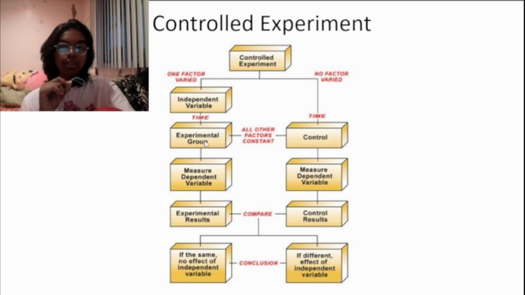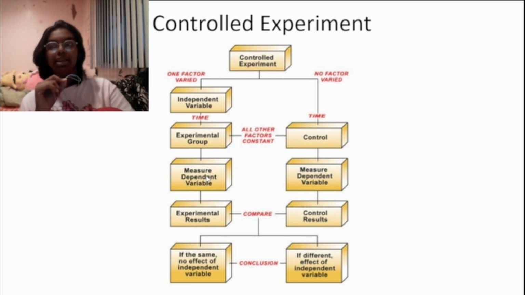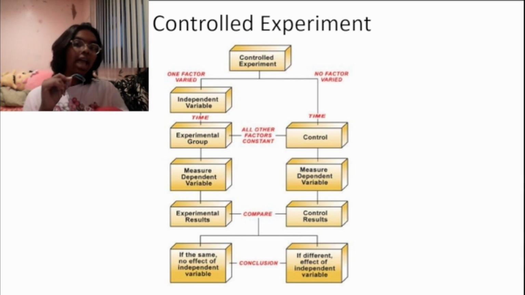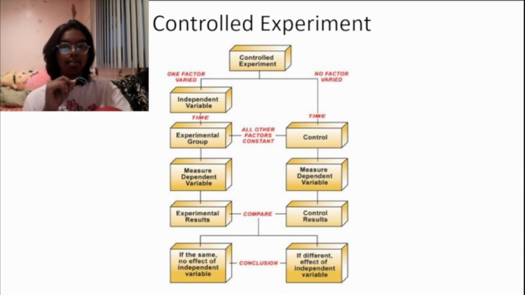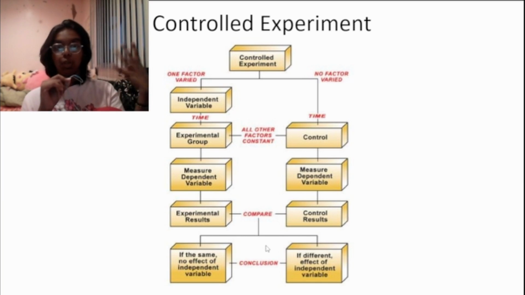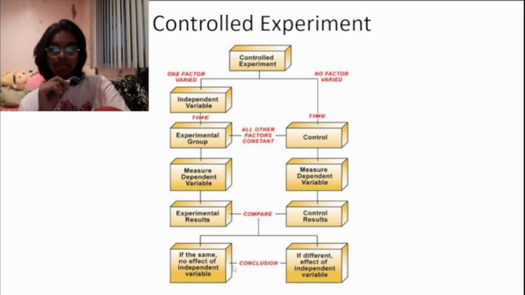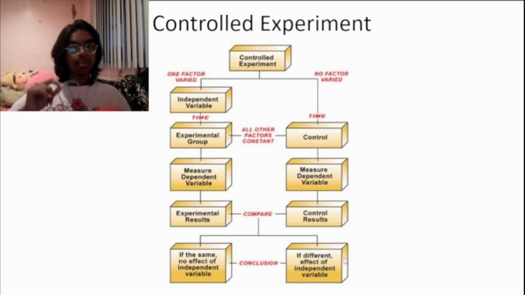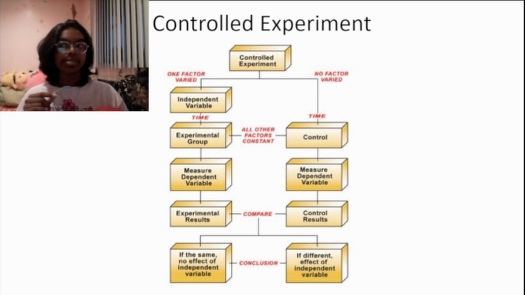And then you measure, like, how many nosebleeds did the experimental group get? How many nosebleeds did the control group get, right? So that's the control results and the experimental results. And then you compare, right? If they're the same, pretty much the medicine is useless, doesn't do anything. But if they're different, then maybe the medicine does something, or maybe it makes it worse. Who knows? I don't know, because this is a fake experiment I made up.